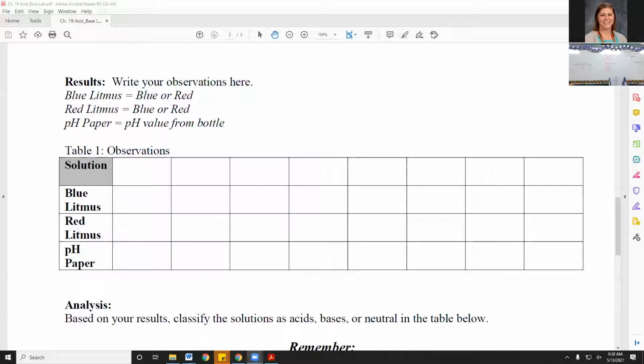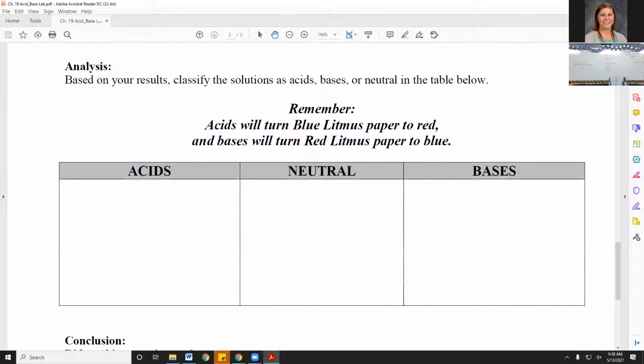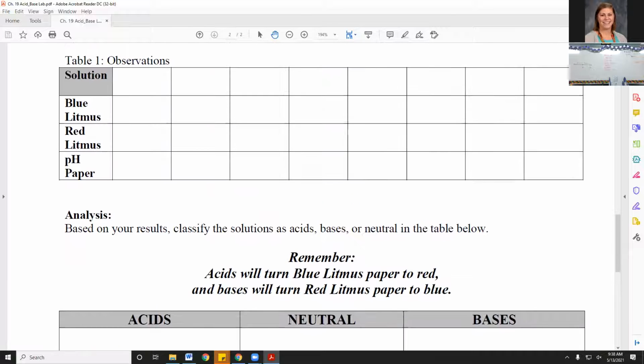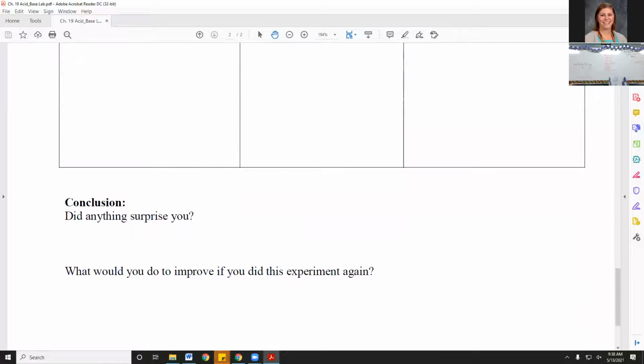And then you and your lab partner will analyze and determine what the solutions actually are based on your results. Okay. So then you would just classify that. Then there are 2 more conclusion questions at the end, and that's it. We will have plenty of time today to get this done in class.